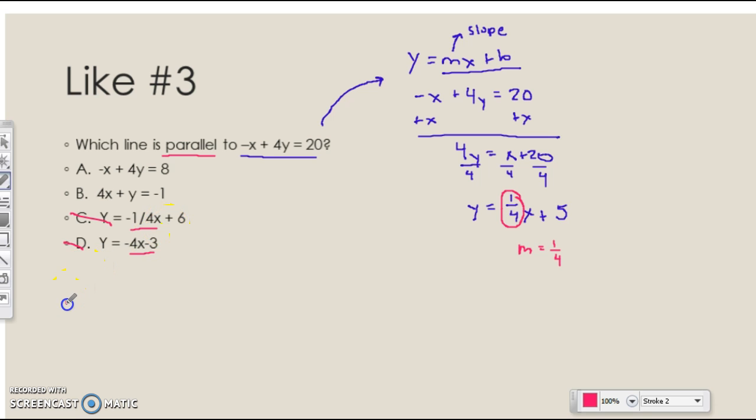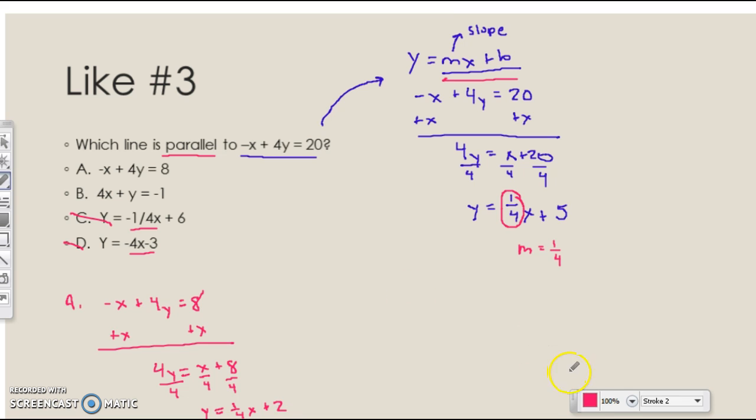So let's take A, and it says negative x plus 4 times y equals 8. And I've got to get it in y equals mx plus b format now. So I'm going to do the same thing. I'm going to add x to both sides. That leaves me with 4y equals x plus 8. I'm going to divide everything by 4. All right, and that's going to leave me with y equals 1 over 4 times x plus 2.